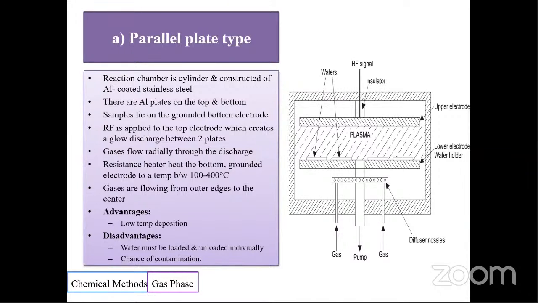You can see these are the wafers. Okay, and then the RF electric field is applied to the top electrode, which creates a glow discharge between the two plates. Gases flow readily through the discharge, due to which a discharge is produced and one can get the deposition. The advantage of this technique is that it is a low temperature deposition, and the disadvantage is that the wafer must be loaded and unloaded individually, and there may be a chance of contamination when you open the chamber for loading the wafers.